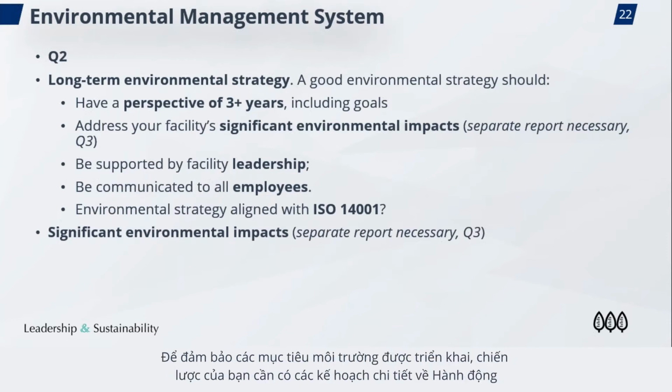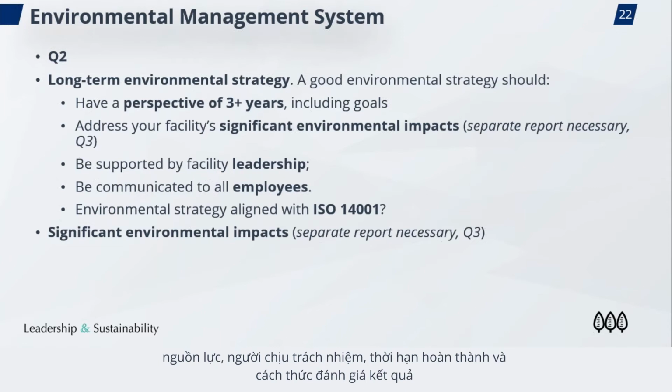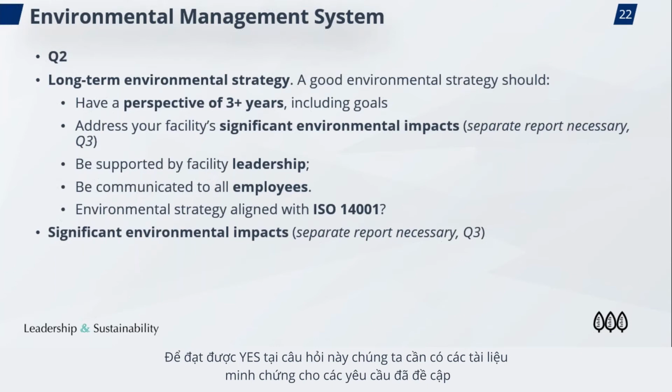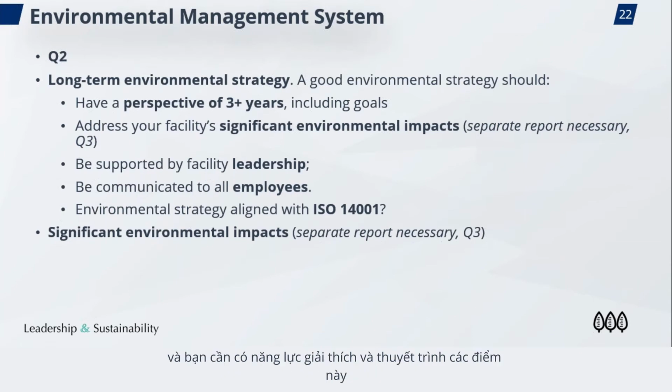And to ensure environmental objectives are also carried out, your strategy should include plans for achievement that detail what will be done, what resources will be required, who will be responsible, when it will be completed, and how results will be evaluated. So in order to get a yes here, you actually need to have all those elements also documented. And of course, you should be able to explain them as well.